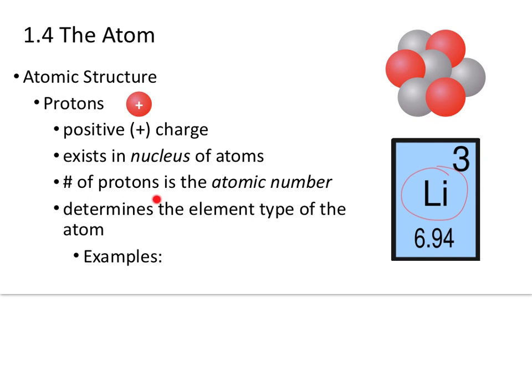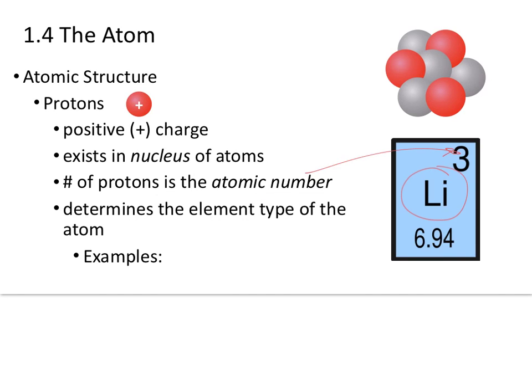The number of protons in an atom is what we call the atomic number. That's this right here. All right, and if it has a different number of protons, whether it's 2 or 4 or anything more or less, it no longer is lithium and it becomes a different element. So that number is very important. It determines the type of element.